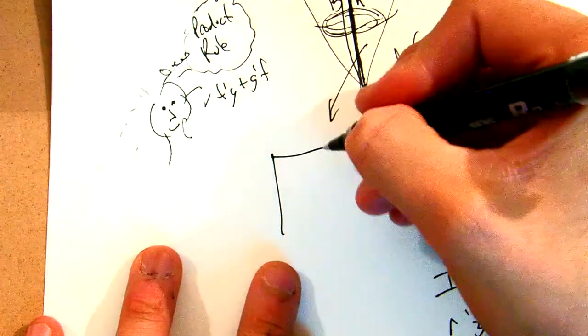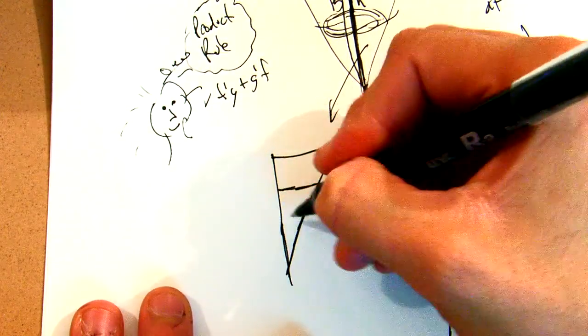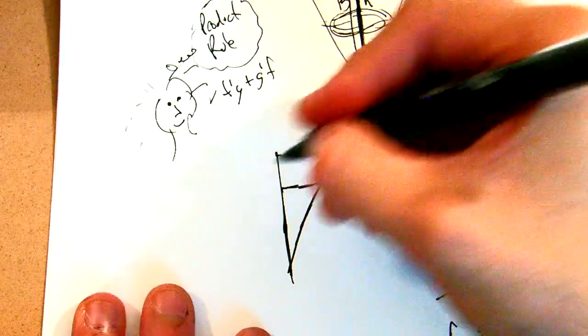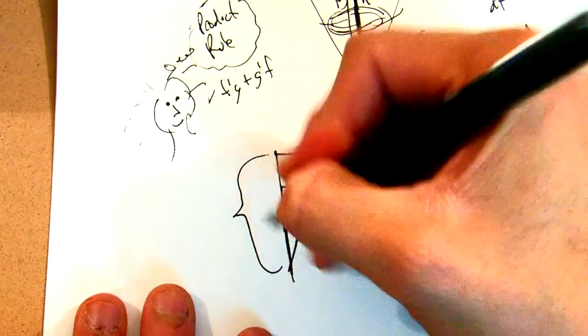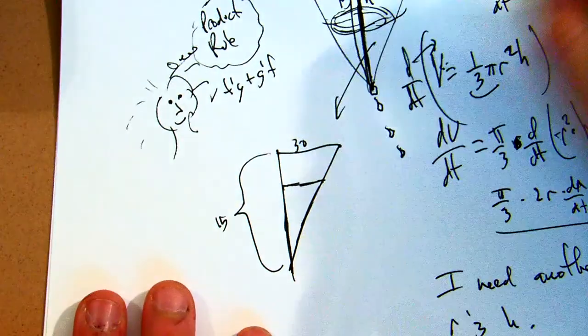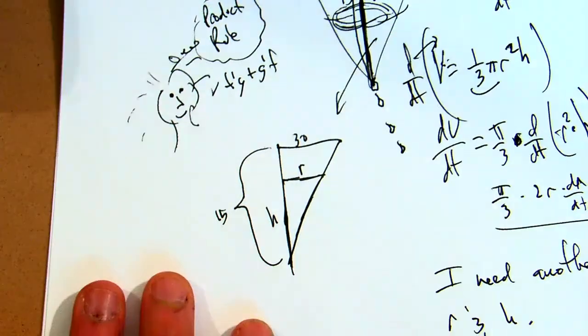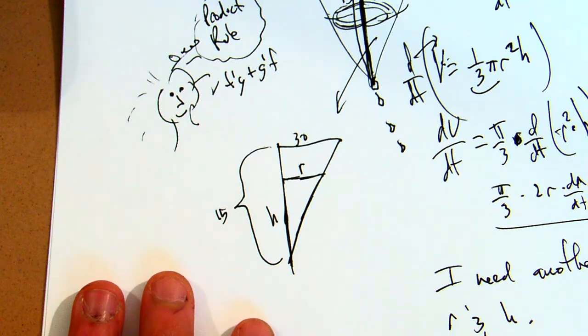If you draw this out over here, you basically have one triangle that's inside of another similar triangle. I kind of gave it away there, right? You're going to use similar triangles, okay? So this is 15, that's 30, and this is h, and this is r here. So we're going to set up a proportion.